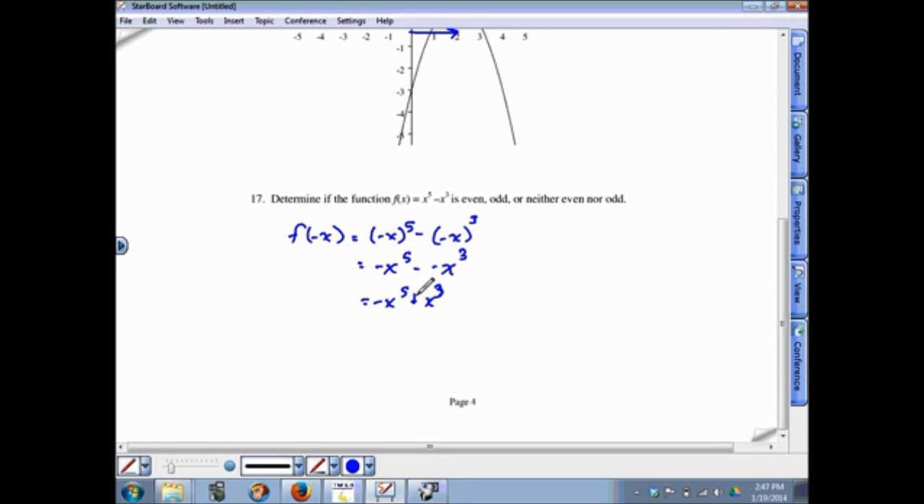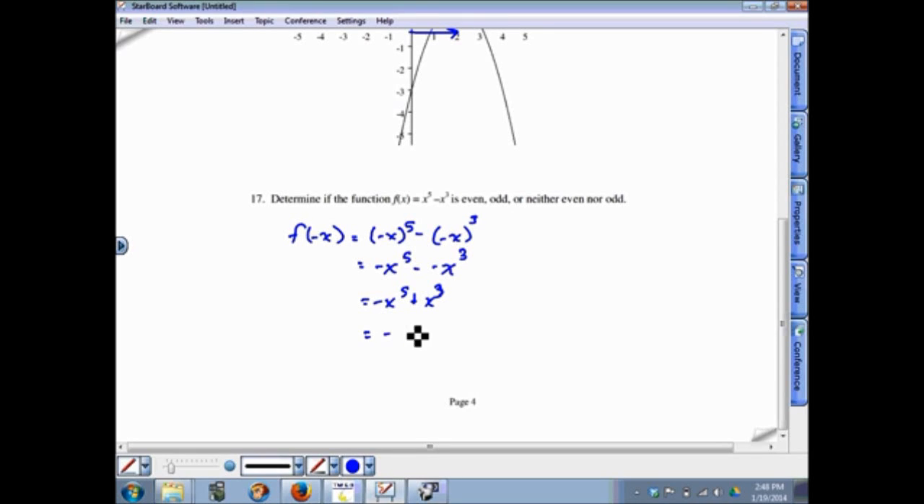Now, once you've finished the evaluation, you've got to determine if this is the exact same function you started with, because if that's the case, that's an even function. If this is the exact opposite of the one you started with, it's an odd function. If some of it is the same, some of it is not exactly the opposite, then that would be an example of neither.